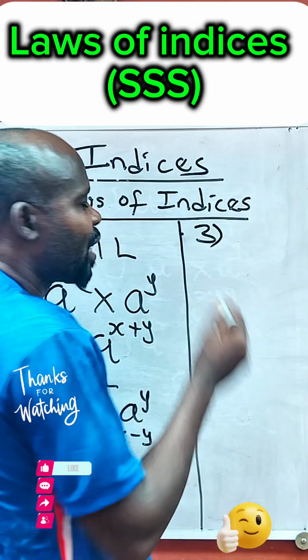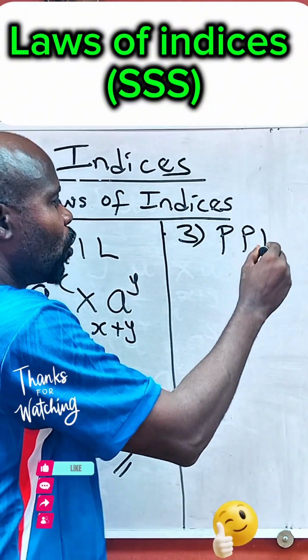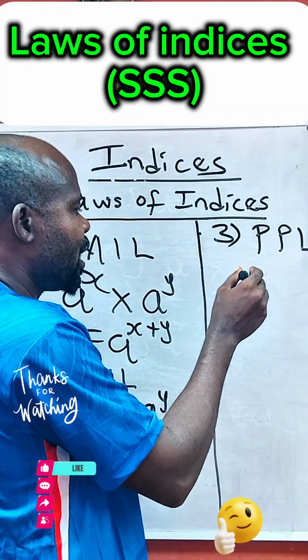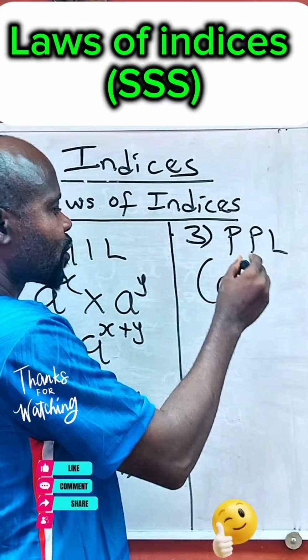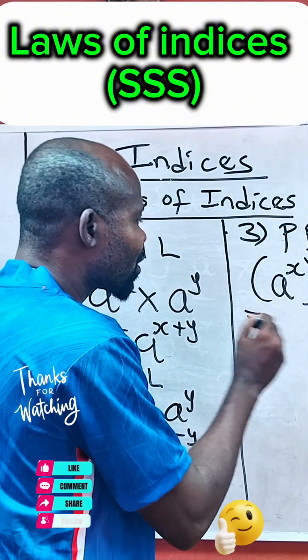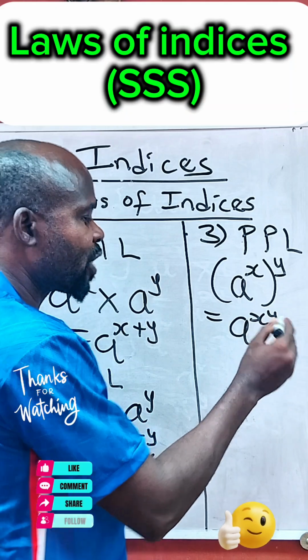Number 3, we have the one they call the product power law. In the case of the product power law, maybe you have a raised to power x, all to the power of y. You multiply these powers together. So it will become a to the power xy.